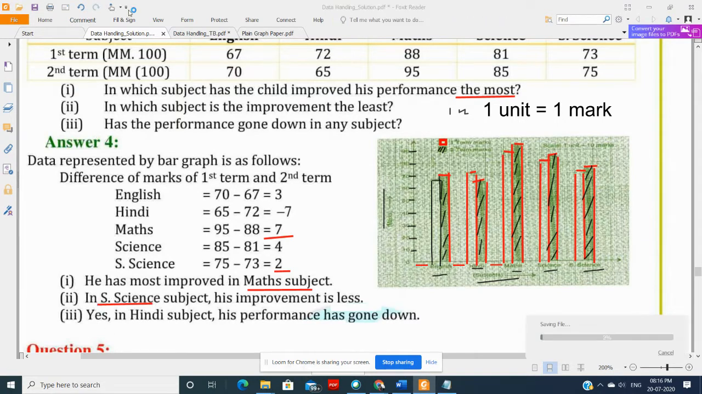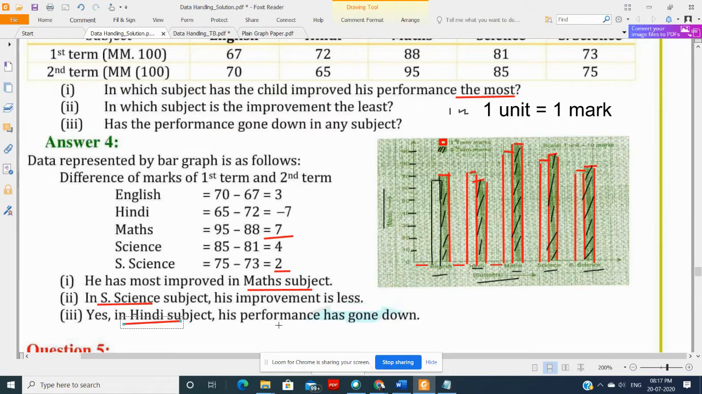Third is, has the performance gone down in any subject? Yes, we can easily see here. See, from down, up, from up, down, down, up, and down, up. So only this subject, Hindi. In the Hindi subject, we can easily see from the graph that the performance has gone down. All right. So this is how you solve the bar graph.